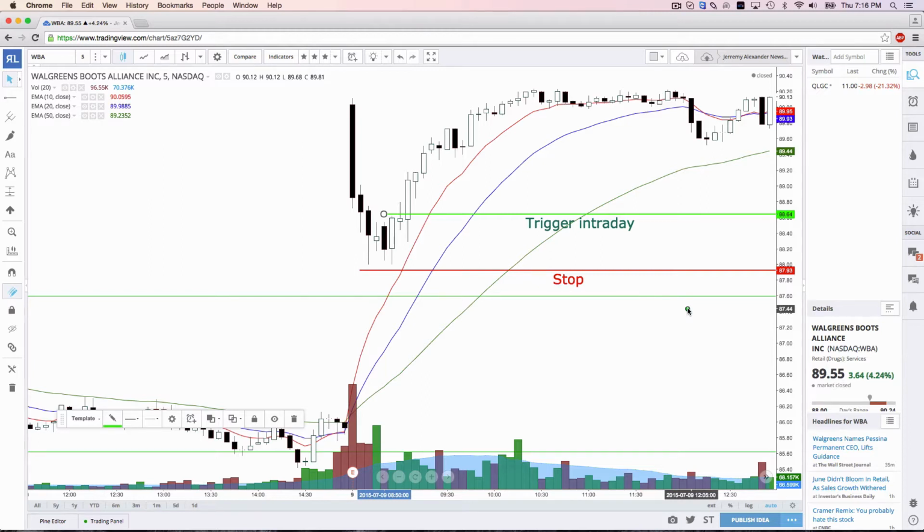So Walgreens Boots, ticker symbol WBA, gaps up, trigger right above the high of the one white soldier candle. Stop at the low of the day, or as I abbreviate it, LOD, low of day. Most people abbreviate it that way. So there you go. That's your entry.